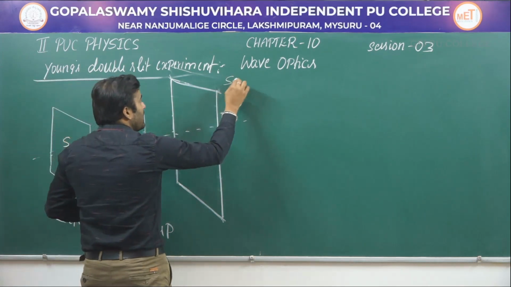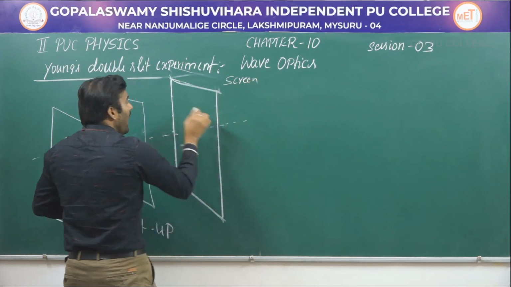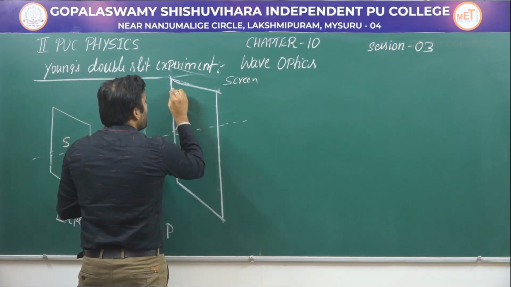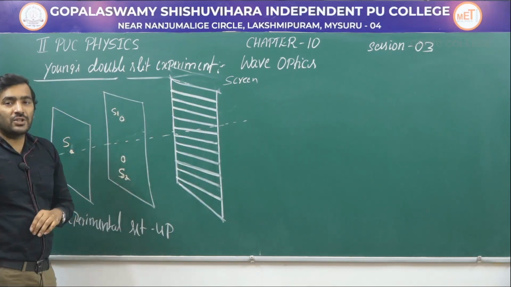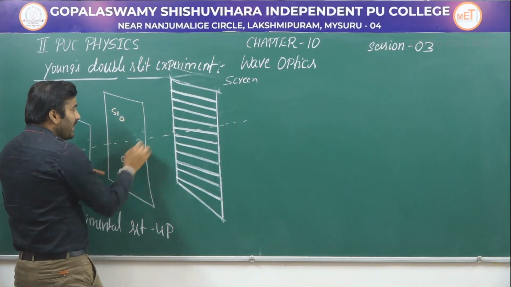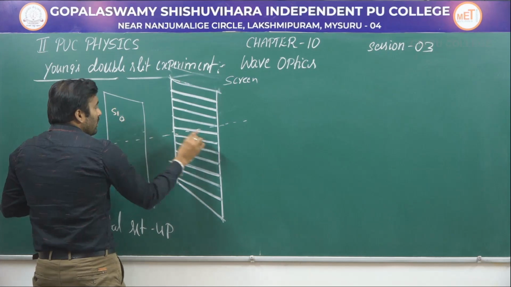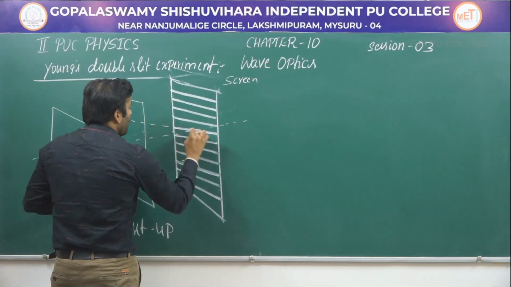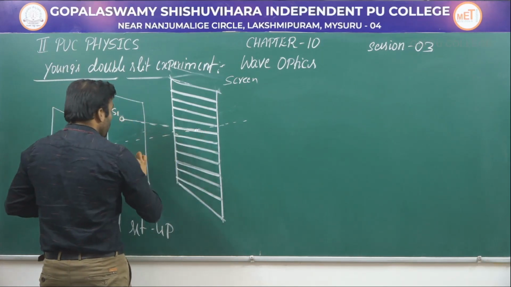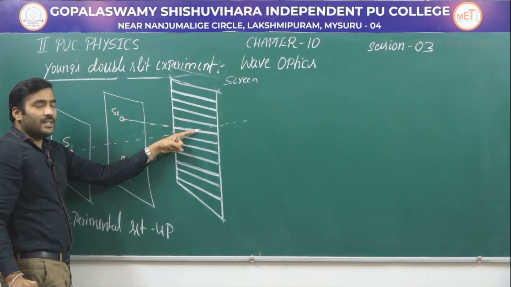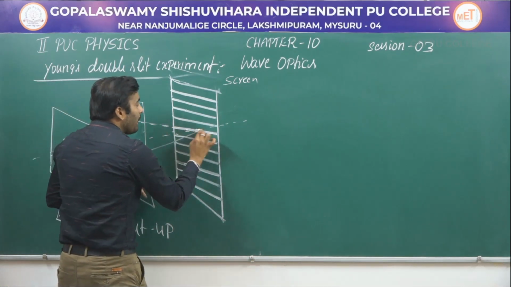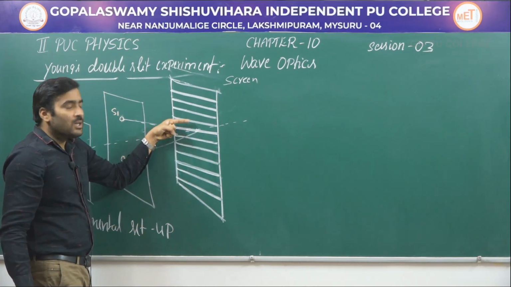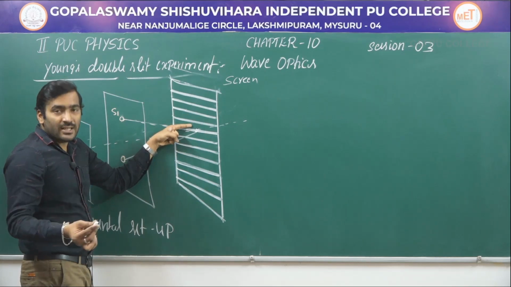If this is a screen, and on this screen they are forming a pattern of light energy, how does it look? See, this is how the fringe pattern looks. So if S1 and S2 are emitting the light, at this point, let me say at the center, due to the interference of light from the two sources, due to constructive interference, it is forming a bright fringe, and next to it forms a dark fringe. A dark fringe is formed because of destructive interference.